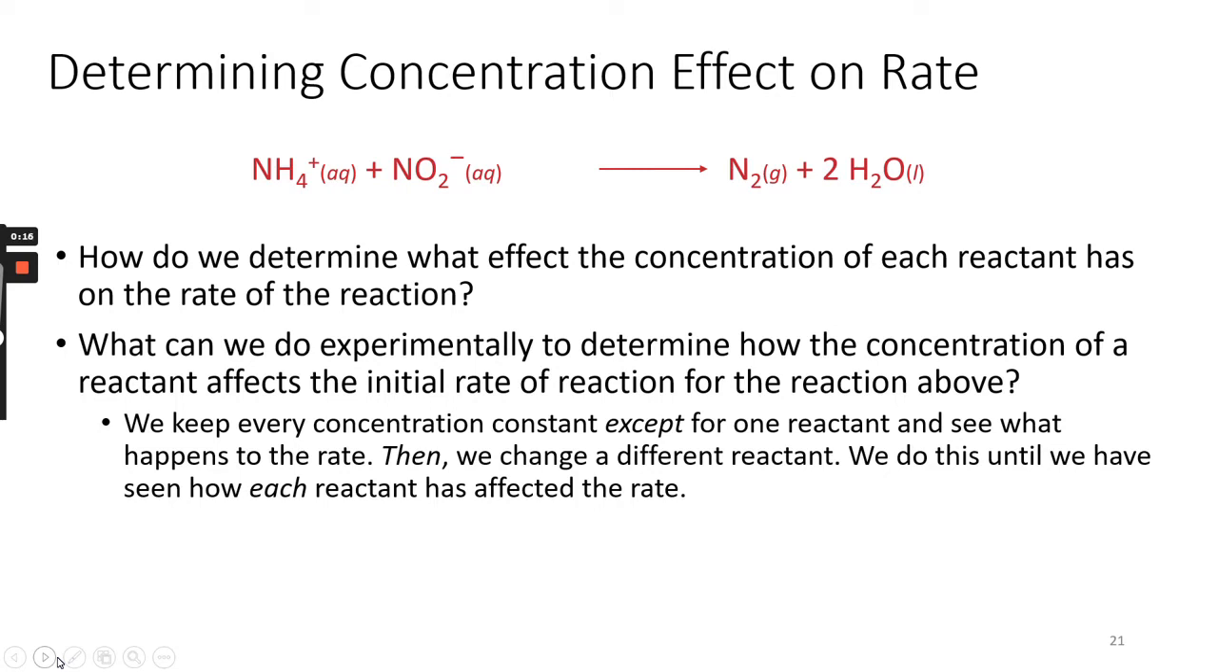In order to determine the effect of concentration on rate for each reactant, you have to do a bunch of experiments. And in those experiments, say you're varying the concentration of NH4 plus, you have to keep the concentration of NO2 minus constant. So we keep every concentration constant except for the one reactant that you want to see what happens to. Then we change to a different reactant and repeat that process all over again.